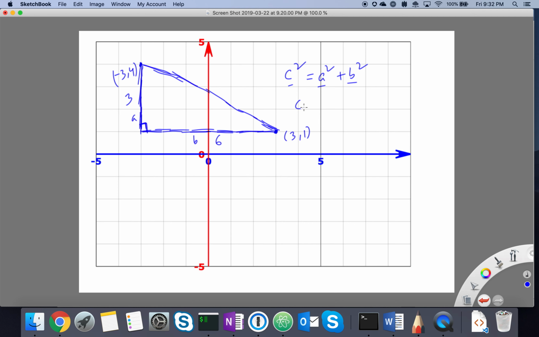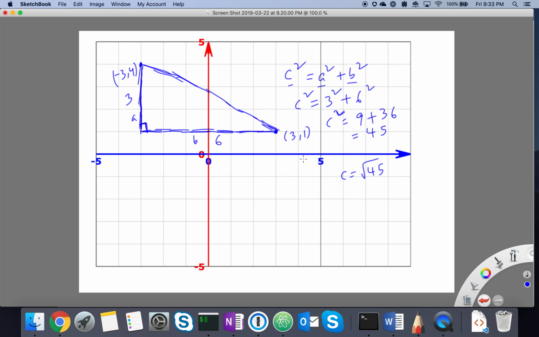So c squared equals a squared, the first one is 3 squared, plus b, which is 6, squared. So c squared equals 3 squared, which is 9, plus 6 squared, which is 36. So c squared is equal to 45, and c is the square root of 45. So the distance between these 2 points is the square root of 45. That's it.